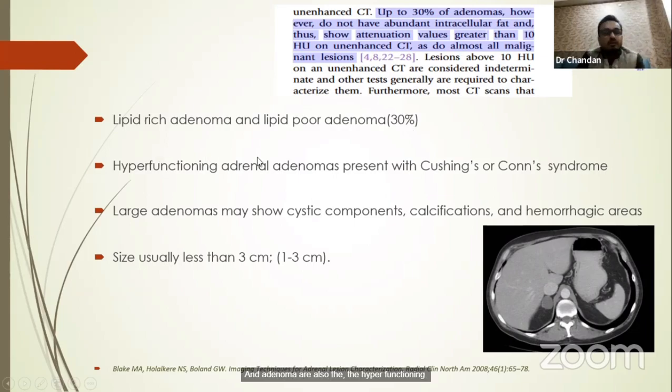Adenomas are also hyperfunctioning and non-functioning. Hyperfunctioning adenoma leads to Cushing disease or Conn syndrome, and the non-functioning adenoma is asymptomatic. A large adenoma may show some cystic component, calcification, and hemorrhage also. So it is the complicated type of large adenoma. Usually the size of the adenoma is around 1 to 3 centimeters, but if complicated, its size will be increased.